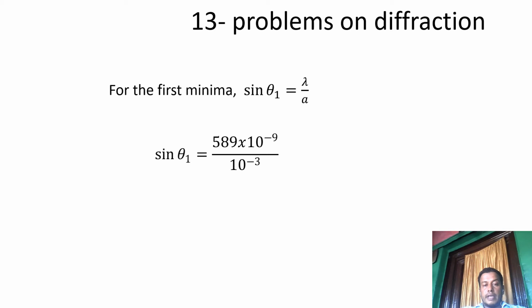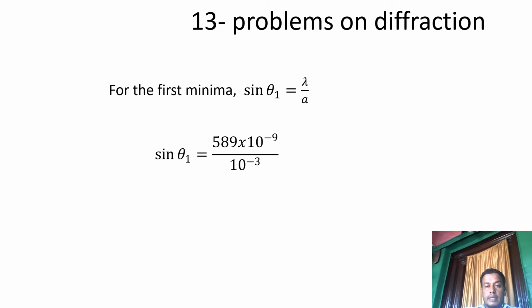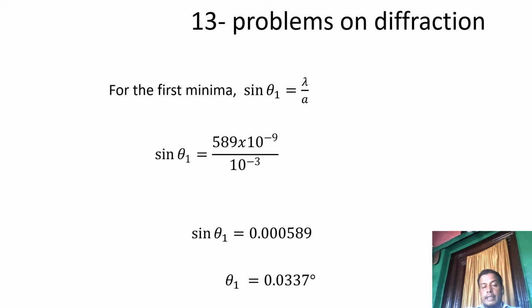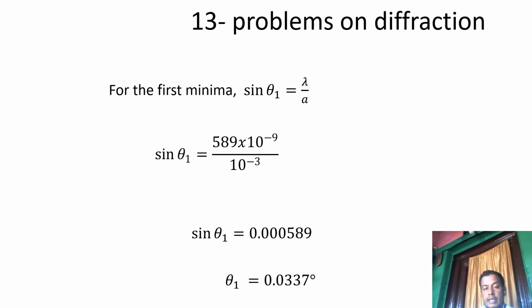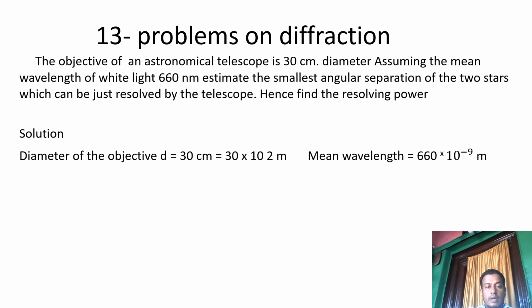So lambda is 589 into 10 to the power of minus 9 meter and a is 10 to the power of minus 3, and sin theta is equal to 0.000589, and theta 1 is sin inverse of that, so that gives 0.033. Hence.